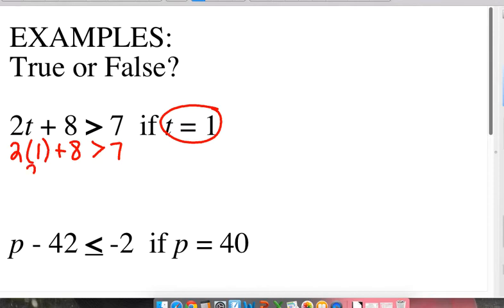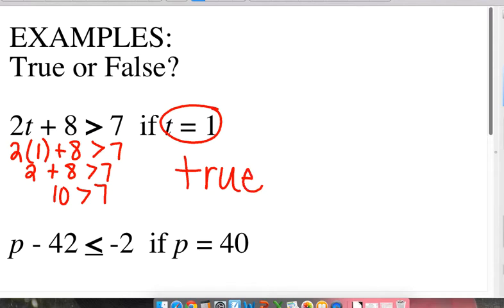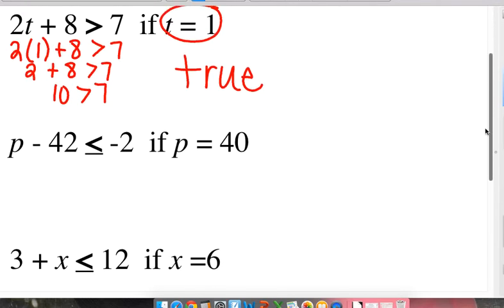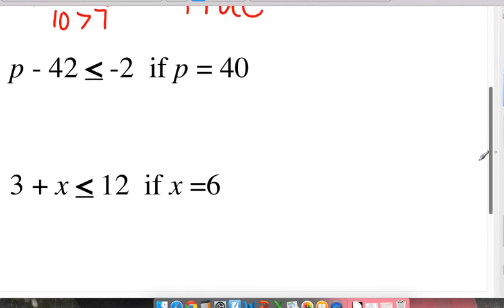2 times 1 is 2. And 2 plus 8 is 10. And now you have to ask yourself, does this make sense? Is 10 greater than 7? Yes, 10 is greater than 7. So this is true. That inequality is true if t is equal to 1. Now, if you change the value of t, that might change your true or false. Let's look at the next one.